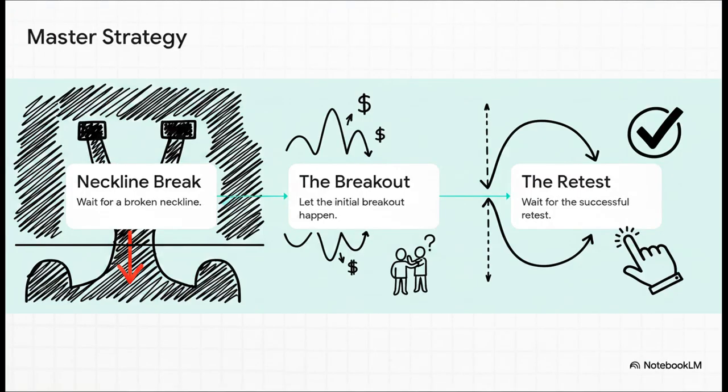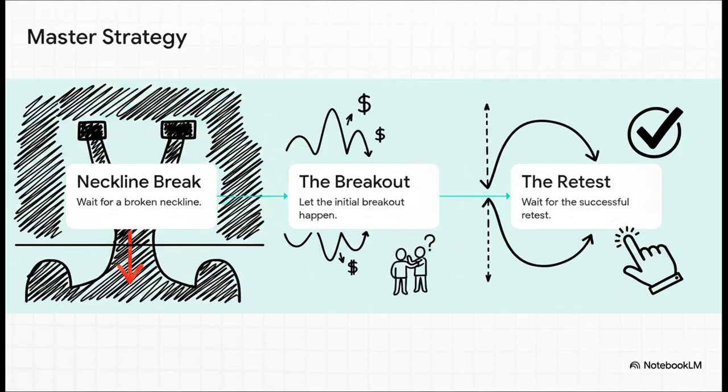Here is where the rubber meets the road. We're implementing an actionable master strategy, taking the complex timing of a safe entry and turning it into a patient, highly calculated checklist. Step 1. Identify your pattern and wait for that neckline to break. Step 2. Let the initial breakout happen. Seriously, do nothing but watch. Let the eager buyers or sellers take on that huge risk. Then, step 3. Wait for the successful retest of the broken neckline.